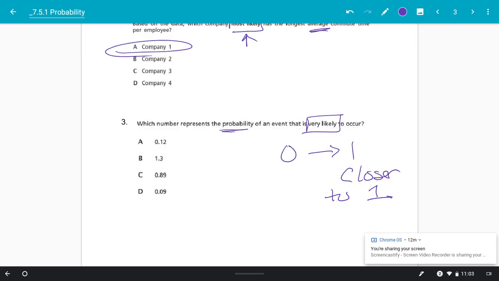Well, choice A, 0.12 is close to 0. Choice D, 0.09 is even closer to 0. So now I'm down between B and C. Now, a lot of students are really tempted to pick choice B with that 1.3, because although 1.3 is closer to 1 than 0.9 or 0.89, unfortunately, this is bigger than 1. Or actually here, I'll use my inequalities: this is greater than 1, and I can't be greater than 1. I want to be between 0 and 1. So that's actually going to be out, and it's got to be choice C. So that one's a little tricky for us here.